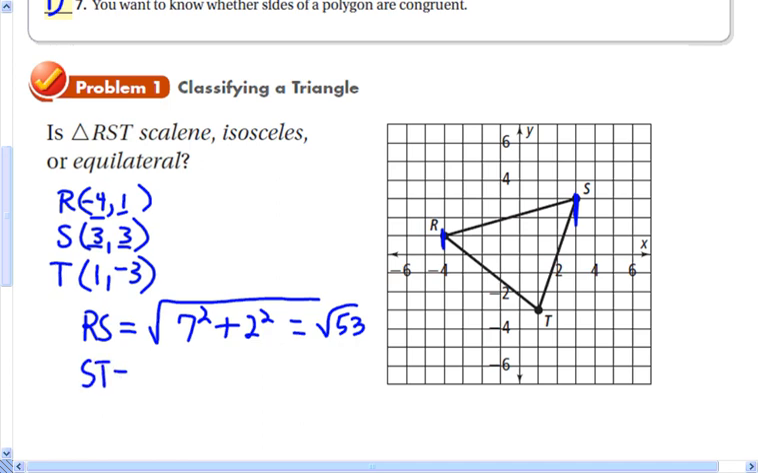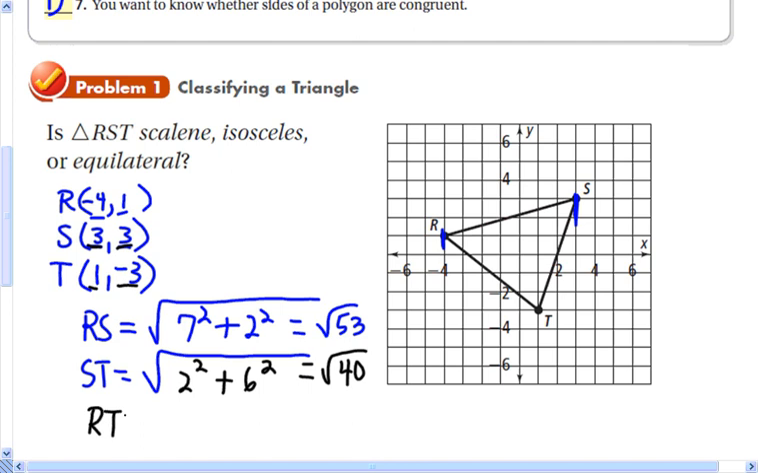So ST, do the same thing. The horizontal distance between S and T is the distance between 3 and 1. 3 minus 1 is 2, so we're going to do 2 squared. And then the vertical distance between is the difference between 3 and -3, which is 3 minus -3, which is 6 squared. And so I have 36 and 4, which is square root of 40. And I can simplify that, but I'm not sure I need to simplify that unless I can't tell if my radical expressions are the same. So I'm just going to leave it unsimplified.